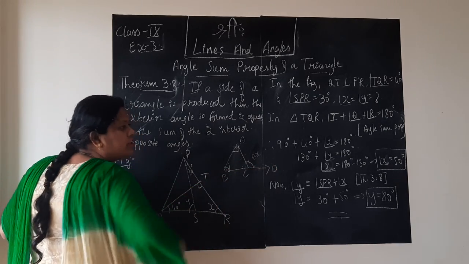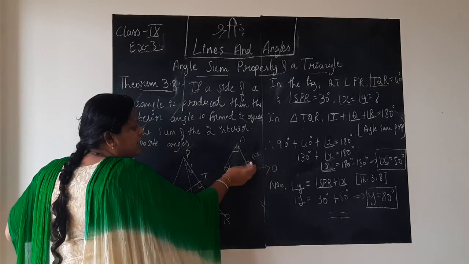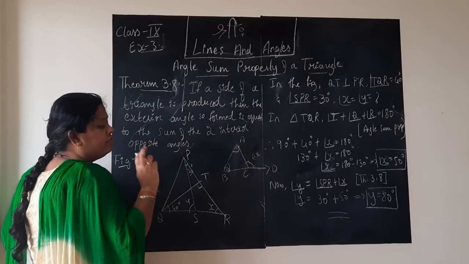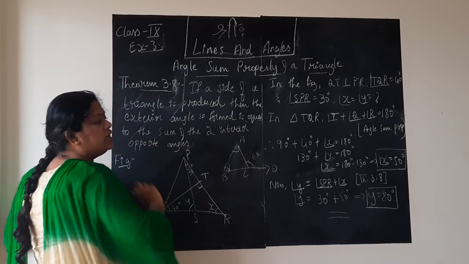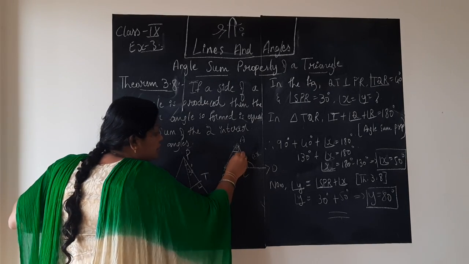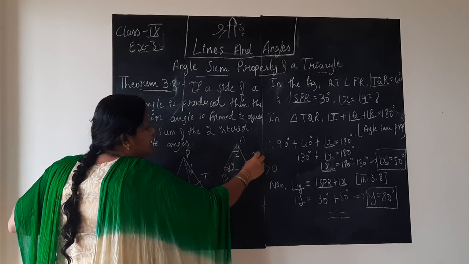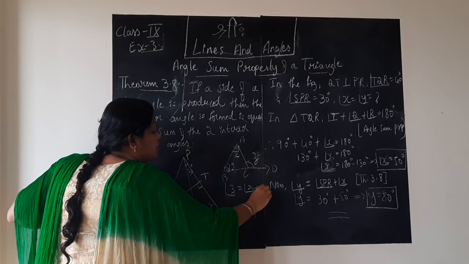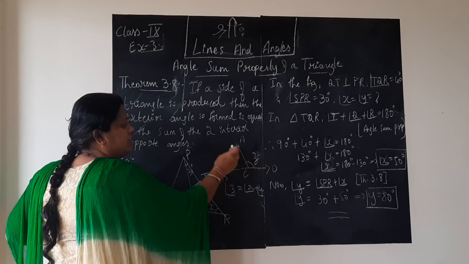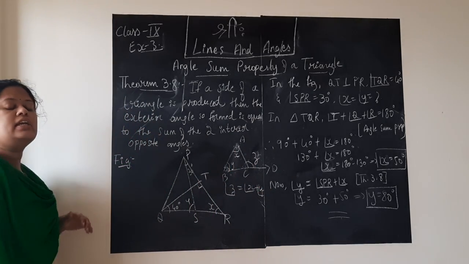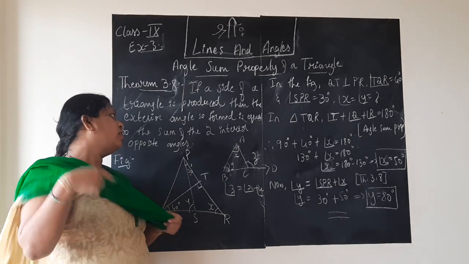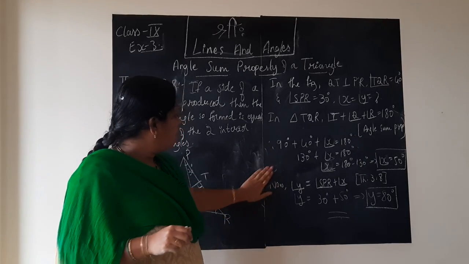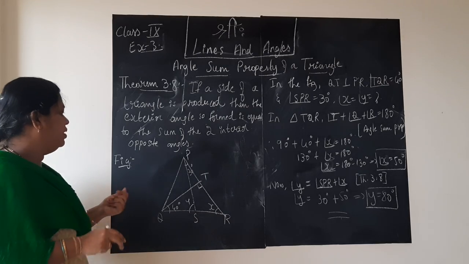When one of the sides of a triangle is produced, the exterior angle so formed is equal to the sum, meaning addition, of the two interior opposite angles. Suppose this is X, this is Y and the exterior angle formed is angle Z, children. Angle Z is angle X plus angle Y. The exterior angle is equal to the sum of the interior opposite angles. That is what theorem 3.8 states. In order to understand this in a better way, we shall consider an example problem.